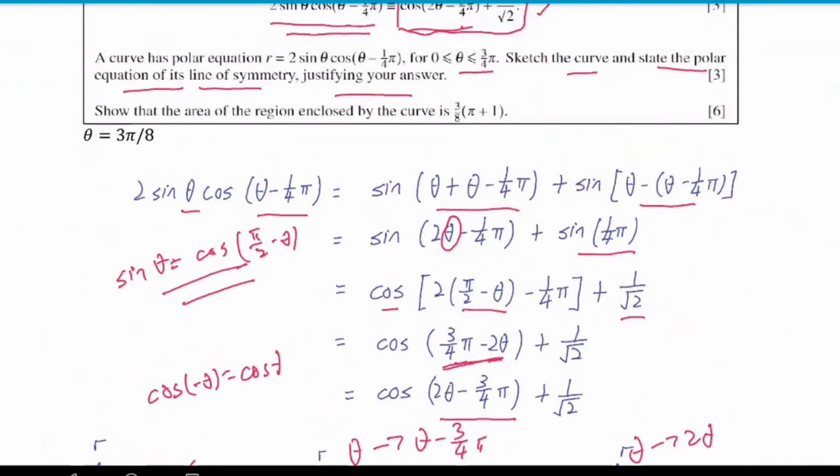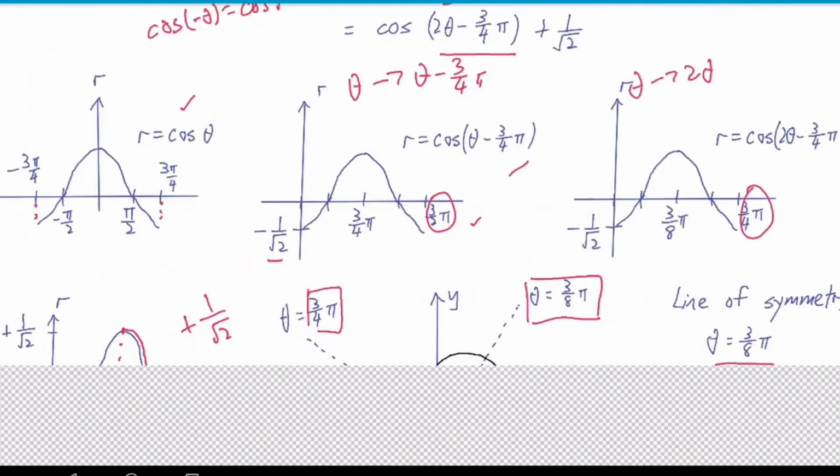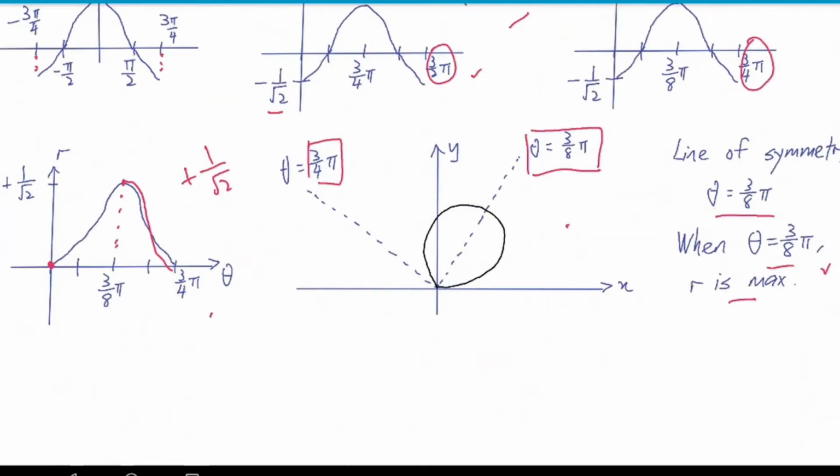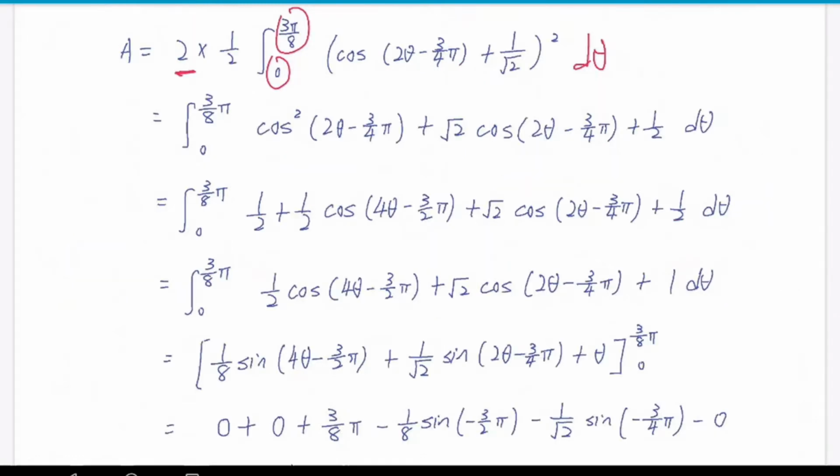After that, show that the area of the region enclosed by the curve is 3/8 pi plus 1. This is none other than integration. Let me just show you the integration here. It depends on us; we could use the symmetric property. In this case, I have used the symmetric property, so I'm using 2 multiplied by half r squared d theta. The value of theta here I use from 0 to 3/8 pi only, because I'm just using until the half and then we times 2 here. So that is what we get.